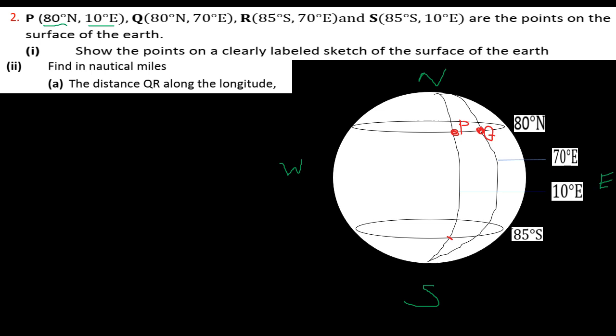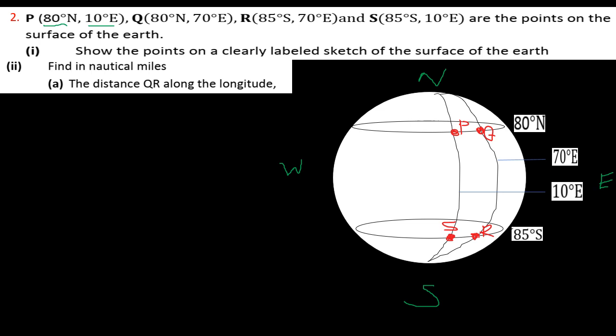Then to plot point S, point S lies on latitude 85 and longitude 10. Then point R lies on latitude 85 and longitude 70 degrees east. So in this case, like this, you've gotten your marks for the first question. It's that simple. Okay, then we proceed to the next question.